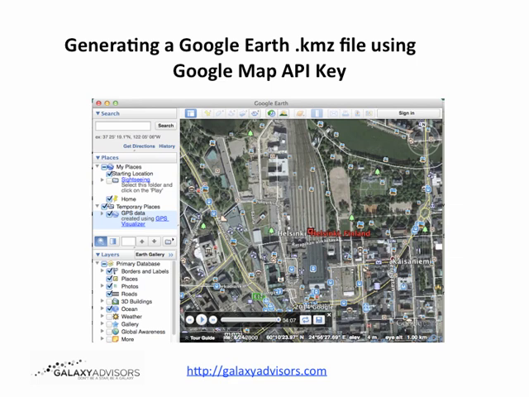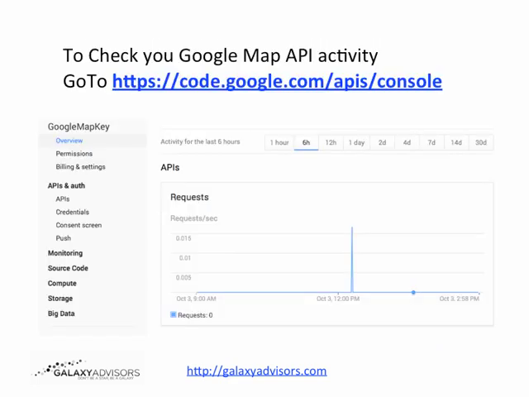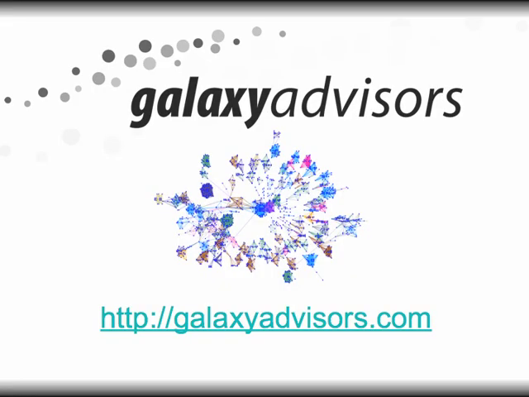So with that, we hope you enjoyed generating a Google Earth .kmz file with your Google Map API key. Again, to check your Google Map API activity, you can go back to the Google console, look under your GoogleMapkey, and see the amount of activity that you've geocoded. And with that, we hope you enjoy the ability to map your locations in Google Earth and share that with others as well.